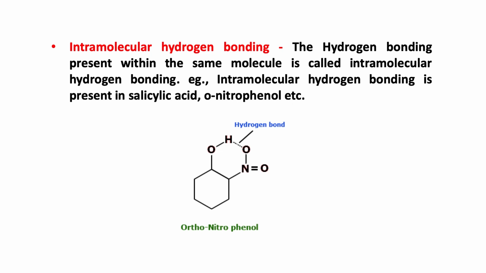Second type of hydrogen bonding is the intramolecular hydrogen bonding. The hydrogen bonding present within the same molecule is called intramolecular hydrogen bonding. For example, intramolecular hydrogen bonding is present in salicylic acid, orthonitrophenol, etc.